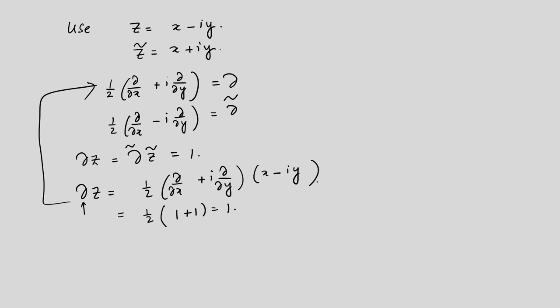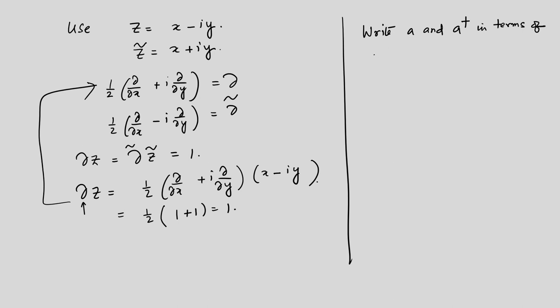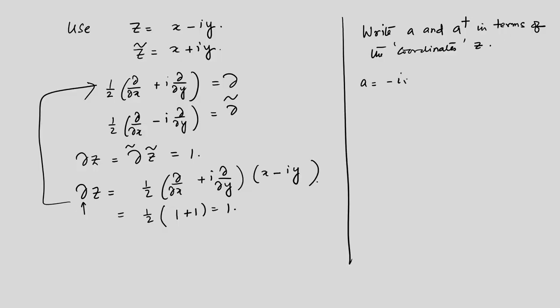Okay, so in fact, now these a and a dagger, we'll write a and a dagger in terms of the coordinates z. I'm using this inside quotes because x and y are definitely coordinates. So z is a coordinate which is a combination of x and y, but now in the complex plane, because it is x plus iy or x minus iy. Okay. So a is equal to minus i root 2 l_B, that is the magnetic length that we have studied, plus z over 4 l_B, this is some specific way of writing in order to make the notations simple.